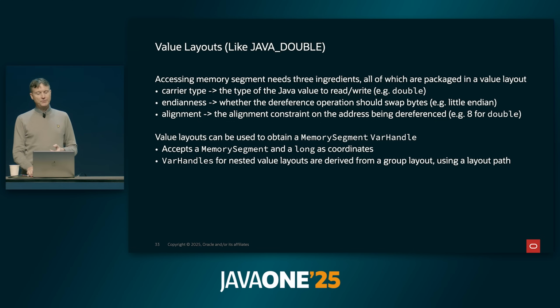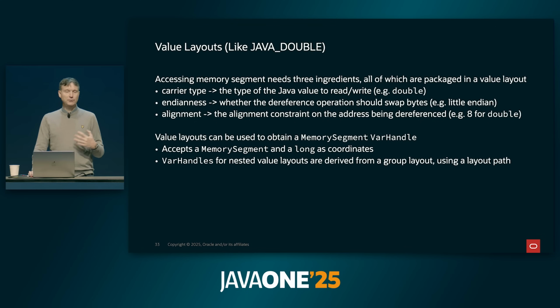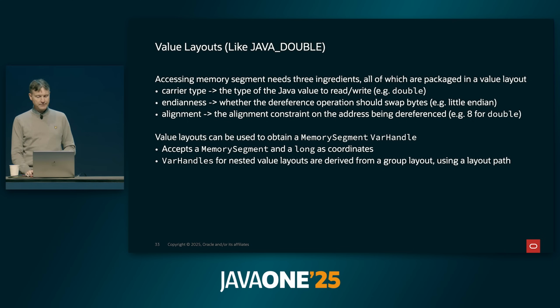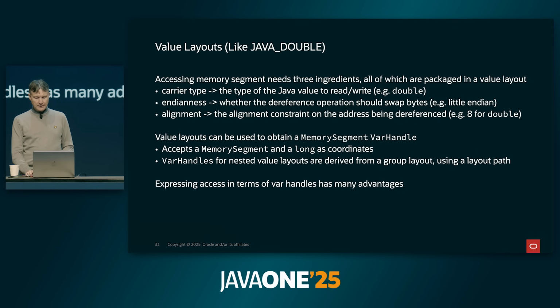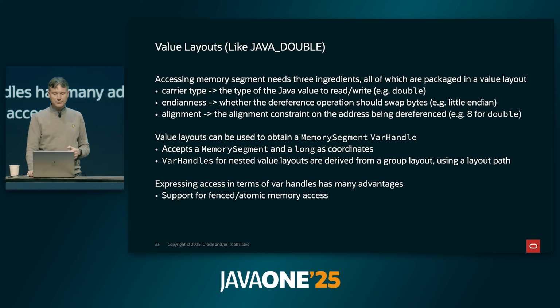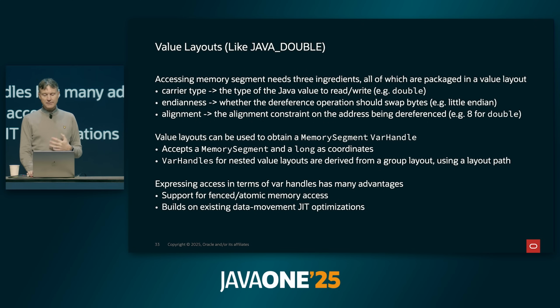And you can obtain var handles from nested layouts just by querying. I want the var handle for this kind of path. And using var handles as an access mechanism has many advantages. There is support for fenced atomic operations, for example compare and set operations and atomic increment. And there is a lot of optimization for var handles in the JIT compiler as it is.